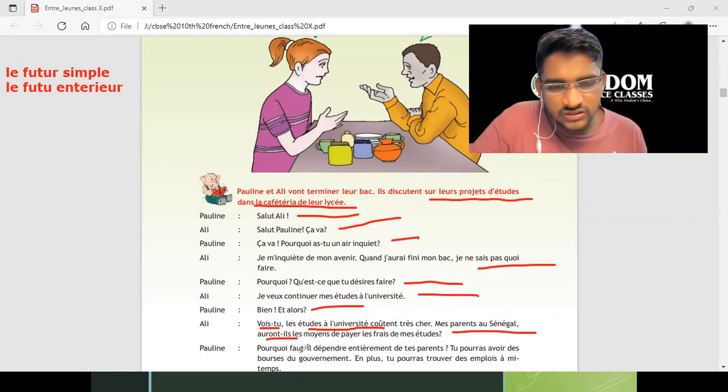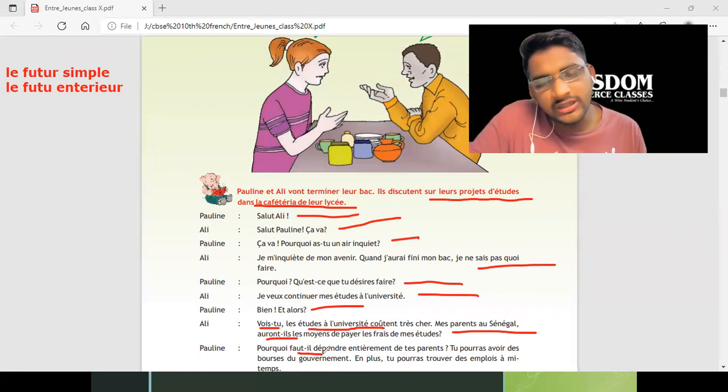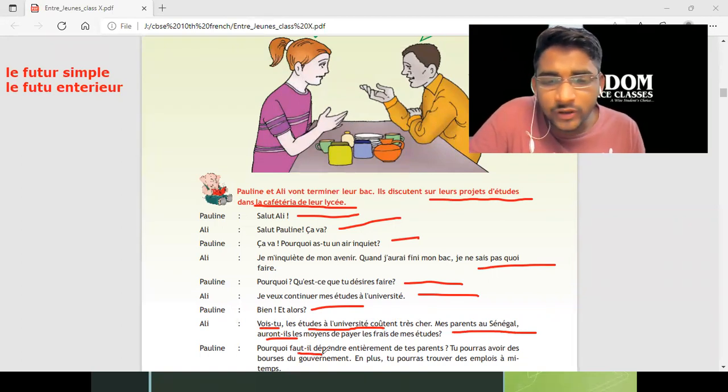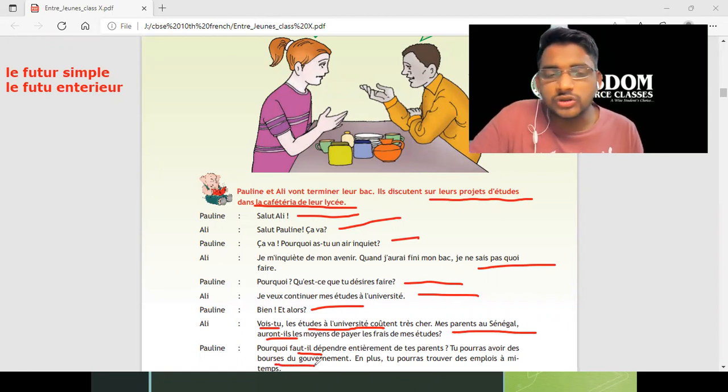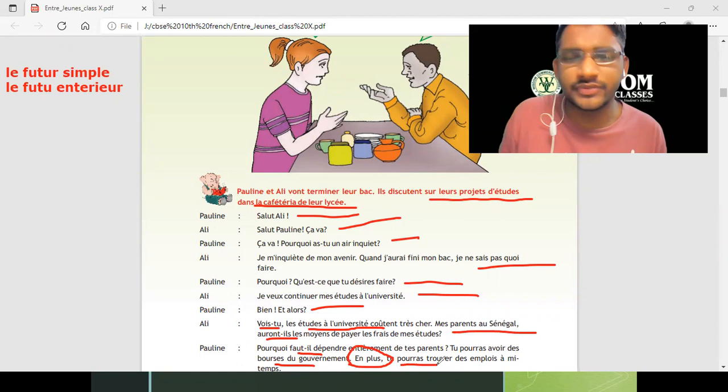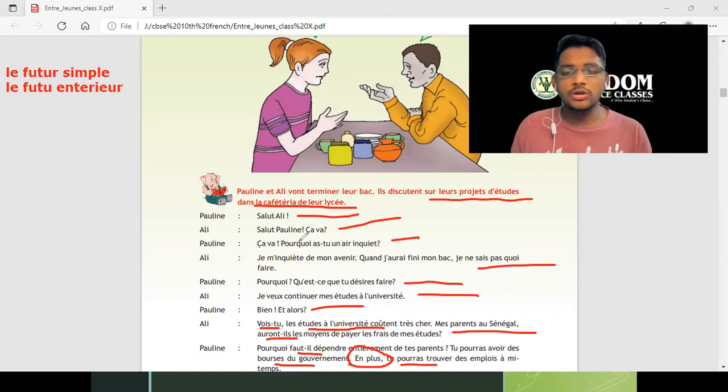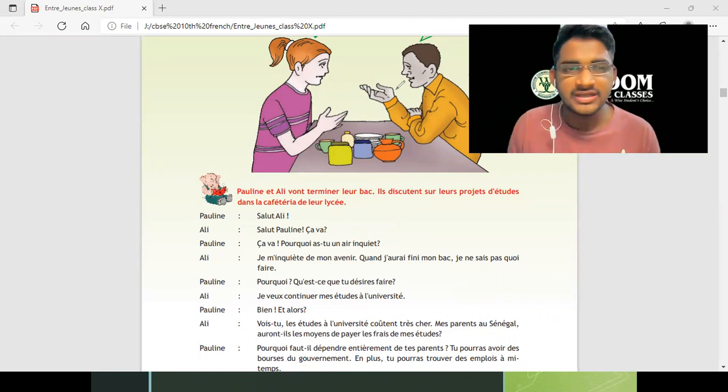So Pauline says, pourquoi faut-il dépendre? Why is it necessary to depend entirely on your parents? You can have bourse de gouvernement. Bourse de gouvernement is government scholarship. You can have a government scholarship. Moreover, you can also find some jobs, that is, part-time jobs. You can also find some part-time jobs. Great. So let's move over to the next page now.